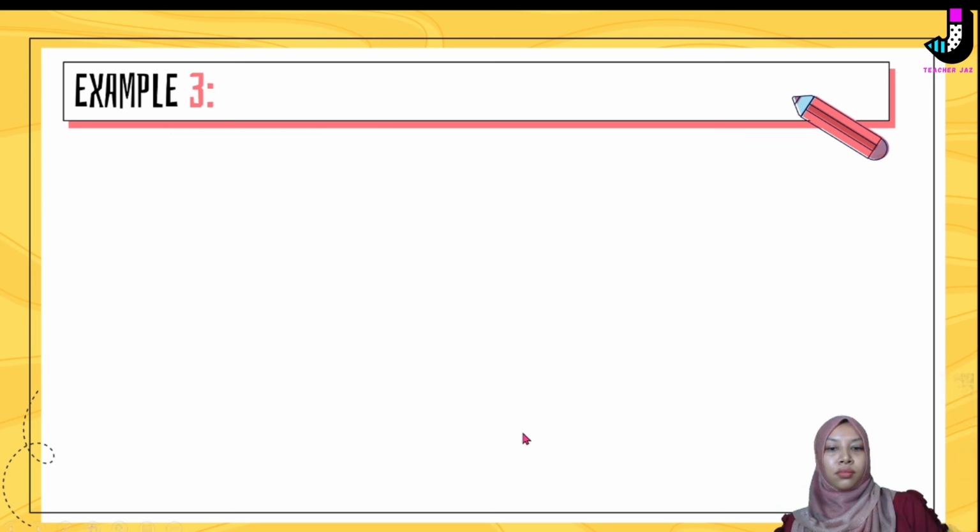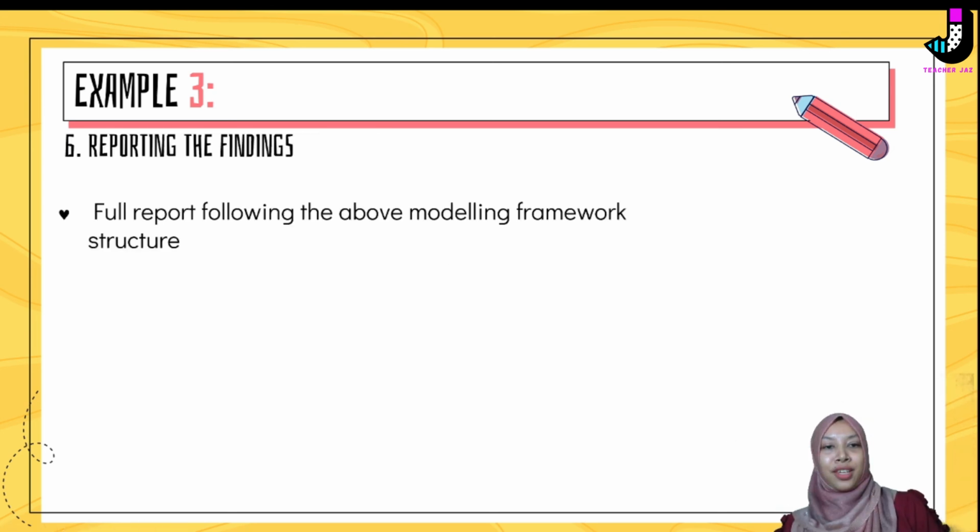And the sixth step is reporting the findings. You just need to have a full report following the above modeling framework structure, just like what I suggested in the second example. Okay, you can just make a summary of it. Just explain anything from the findings that you have in steps 1 to 5. Okay, so I think that's all from me.